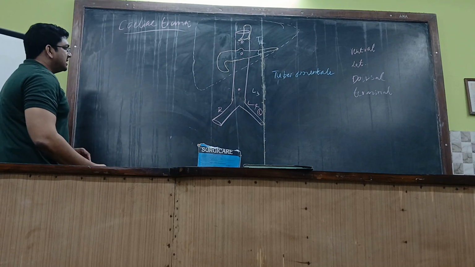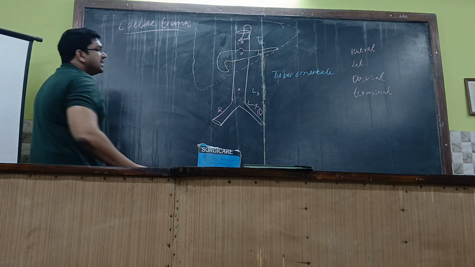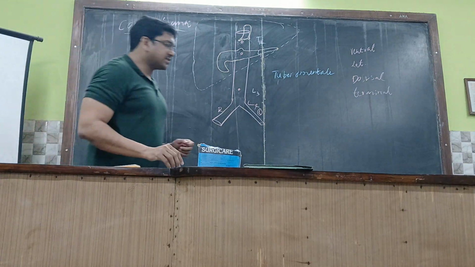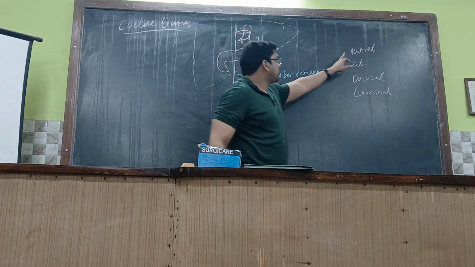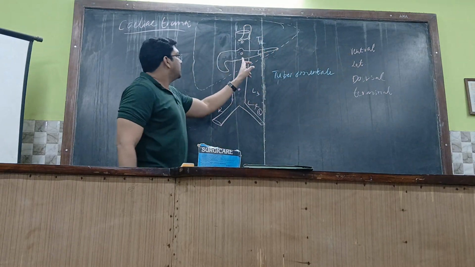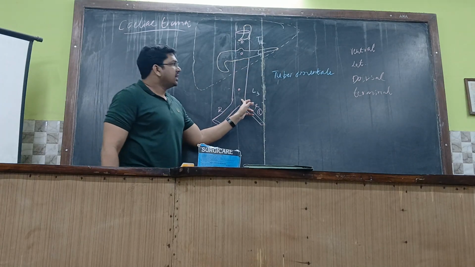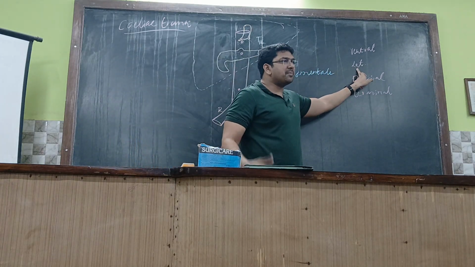Okay, let us see the celiac trunk today. The celiac trunk will be supplying which structures? Now, first of all, these are the ventral branches, nothing but the celiac trunk, superior mesenteric artery, inferior mesenteric artery, and the lateral branches are lumbar arteries.